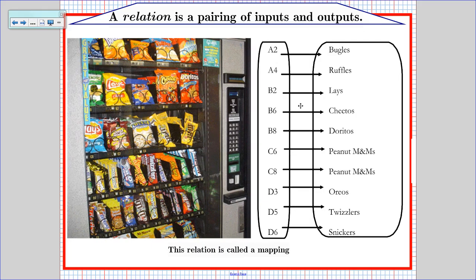We can also organize relations into mappings. Now, mappings allow us to visually see how things are connected. So, for example, A2 gives me Bugles, A4 gives me Ruffles, D6 gives me Snickers. Since peanut M&Ms occur in two different places, we could write our mapping to show that C6 and C8 both go to peanut M&Ms. Now that's okay because peanut M&Ms are, after all, popular.